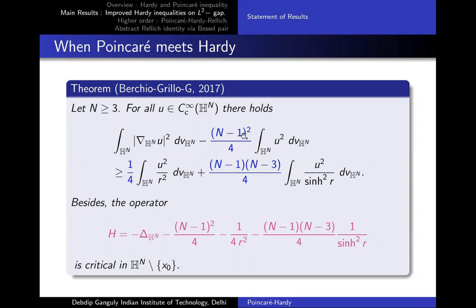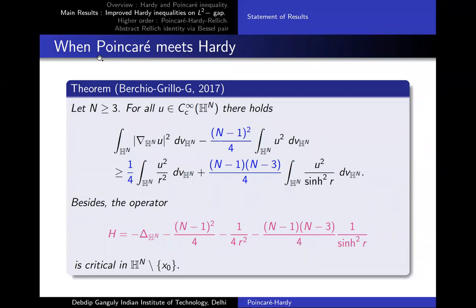Of course, unless you prove an inequality with sharp constants, it is not of much use. So this (n minus 1) whole square by 4 is the Poincaré constant, and it is sharp. The 1 by 4, we have proved it is sharp. The (n minus 1)(n minus 3) by 4 constant is also sharp. And also this weight is critical. That means you cannot add a further term to this inequality. This is the best possible inequality we could have in the hyperbolic space.